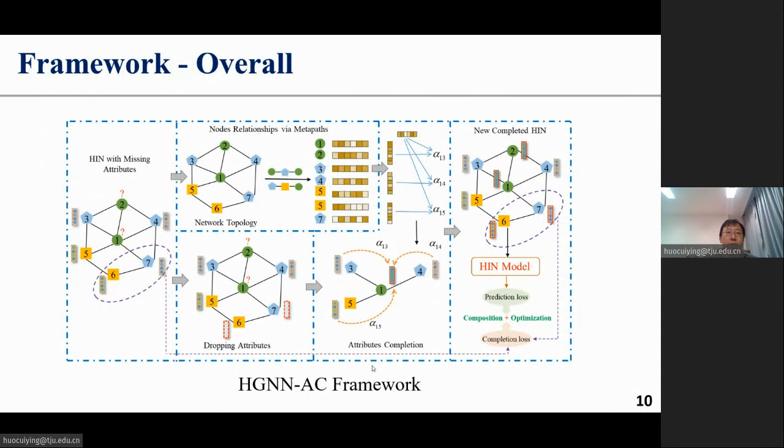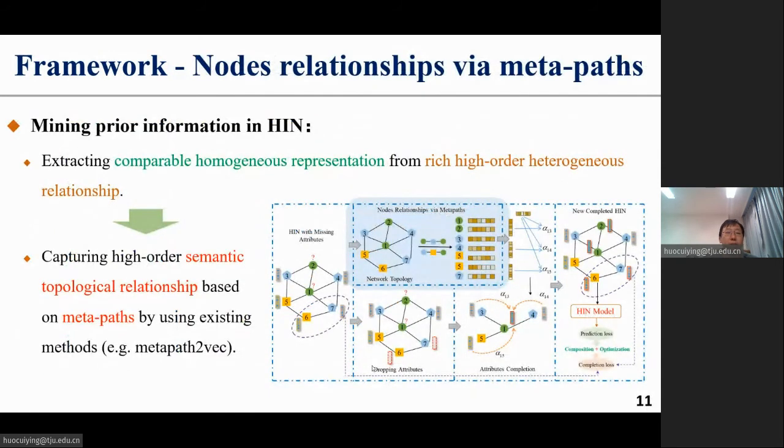Here is a framework which includes four parts. In the first part, we extract the node relationships in the heterogeneous networks via meta-paths as prior information for the subsequent attribute completion. We believe that the hidden heterogeneous relationship in the network topology may be very helpful for attribute completion. And thus we extract it as homogeneous relation representations to help the following calculation.